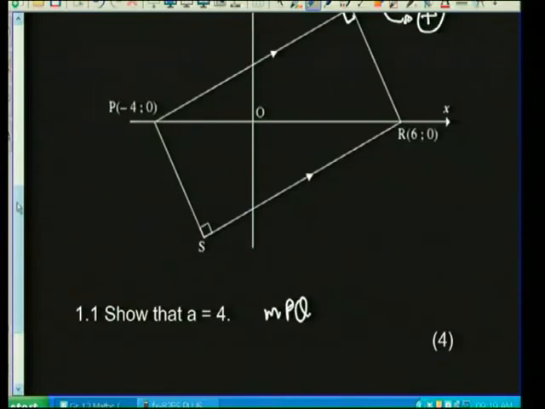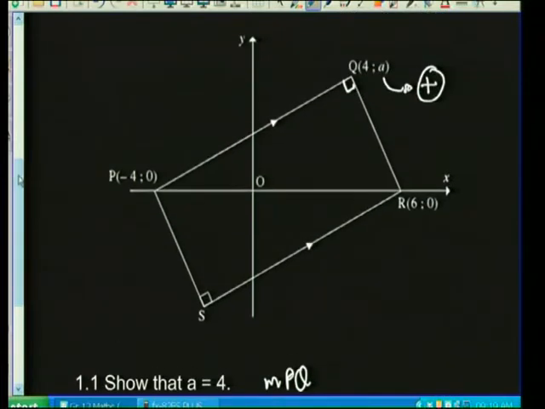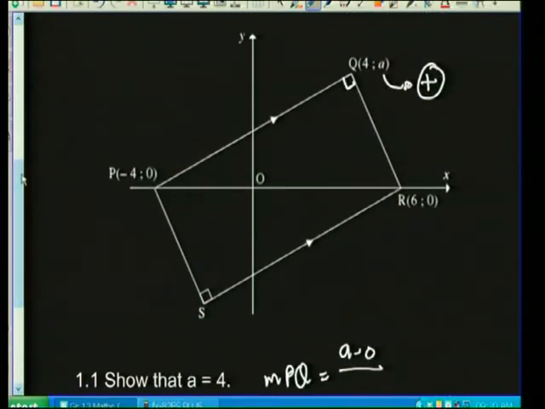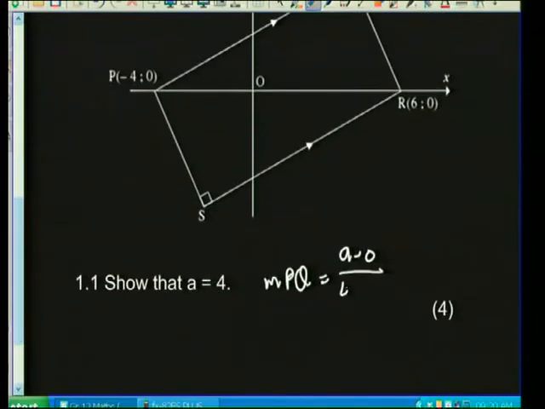I'm just going to make sure that I've got that coordinate. So I'm going to do the change in y, y1 minus y2. So I'm going to get A minus 0. And then I'm going to do the change in x, and that's going to be 4 minus negative 4. And so what I'm going to get over here is A over 8. So that is the first gradient.